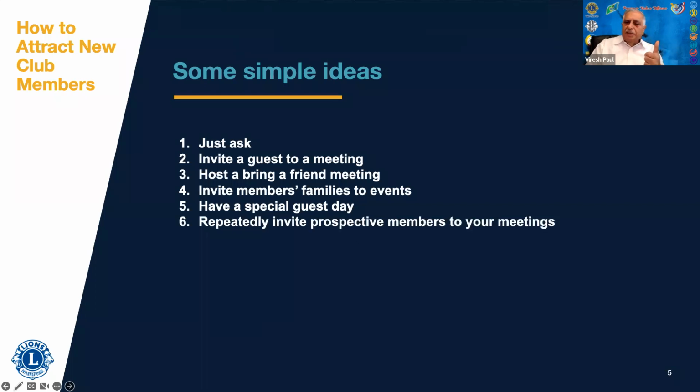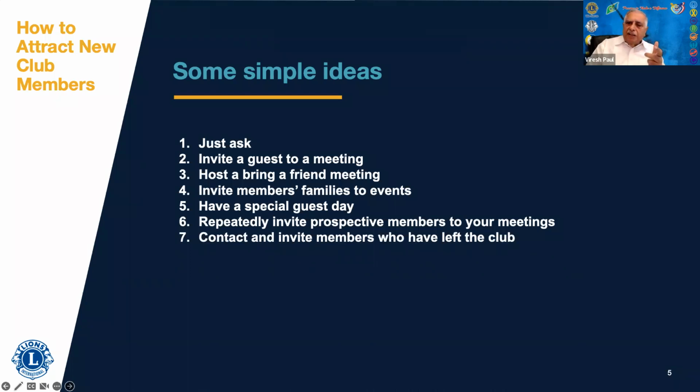How about this? If there is a prospective member, please repeatedly ask them to come to your meetings. Don't expect them to sign up after the first meeting. Say, come back again, next meeting, and a third meeting. Let them come repeatedly to your meetings. Until you are persistently inviting them, you haven't done anything to attract them yet. So keep working on them, repeatedly inviting them.